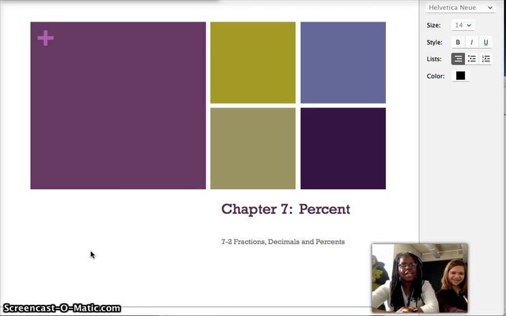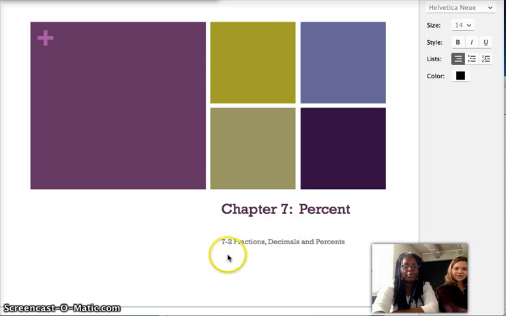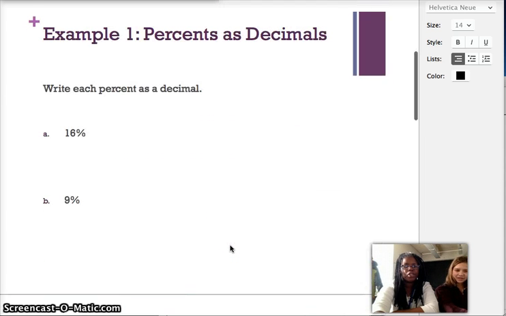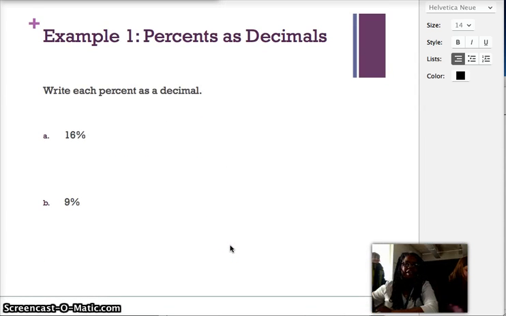It is a pleasure to see you guys today, and today we're going to be working on Chapter 7, which is percents. So Chapter 7 is percents, but 7-2 fractions and decimals. So we don't have any vocabulary, and we're going to go back to something totally basic that you totally remember from way before.